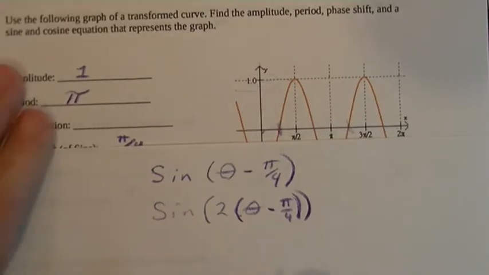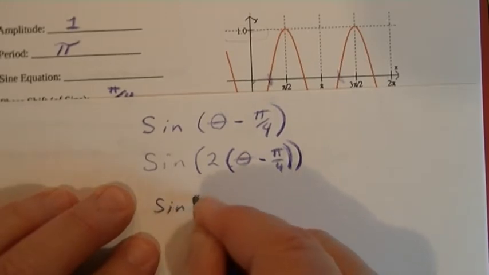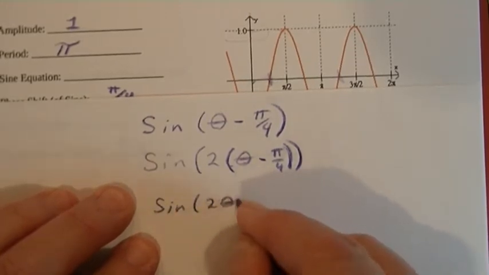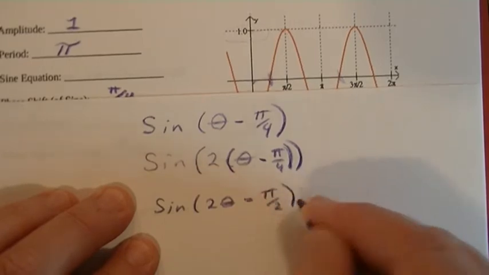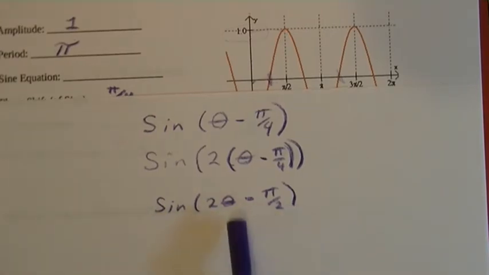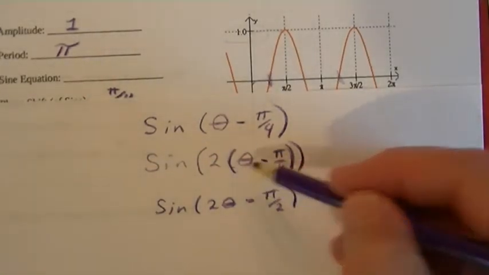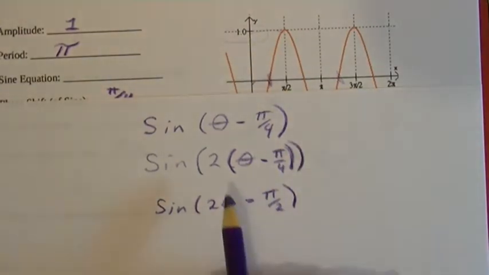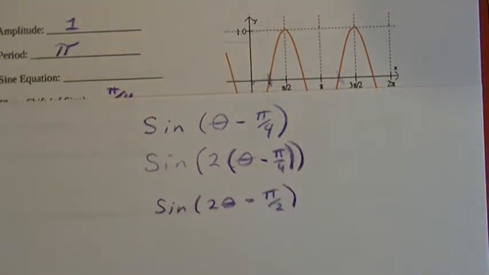The other way to write this is to go ahead and distribute your 2. And then this becomes pi over 2. Okay? So this is generally the way you'd probably want to write it. I'm not going to count off as long as, and keep this in mind, as long as you have these parentheses in here, otherwise this becomes incorrect.